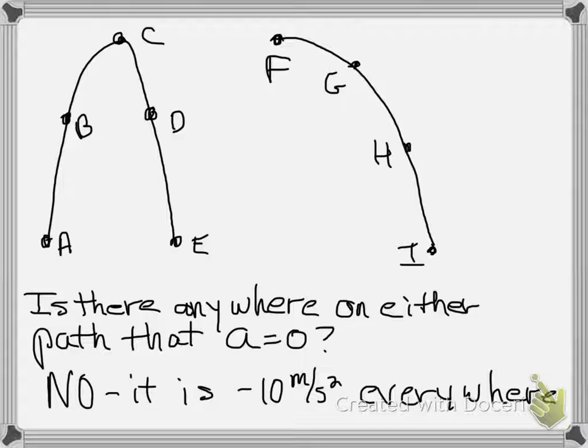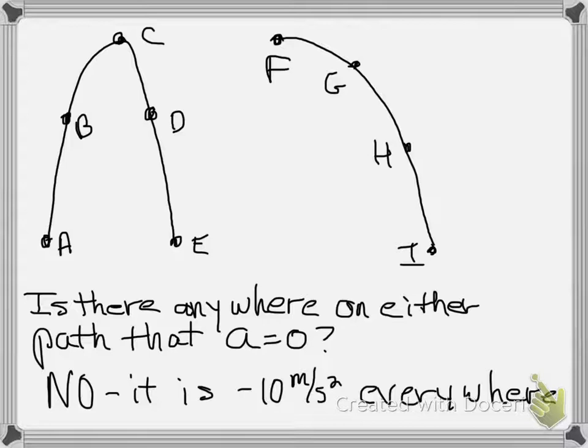The other question that people often get wrong has to do with the acceleration of objects in free fall. That means under the influence of gravity alone. If I launch a projectile at an angle, and let's say it goes through path A, B, C, D, and E, is there anywhere on that path where the acceleration is equal to 0 meters per second squared? And the answer is no. Everywhere on that path, the acceleration is 10 meters per second squared directed downward.